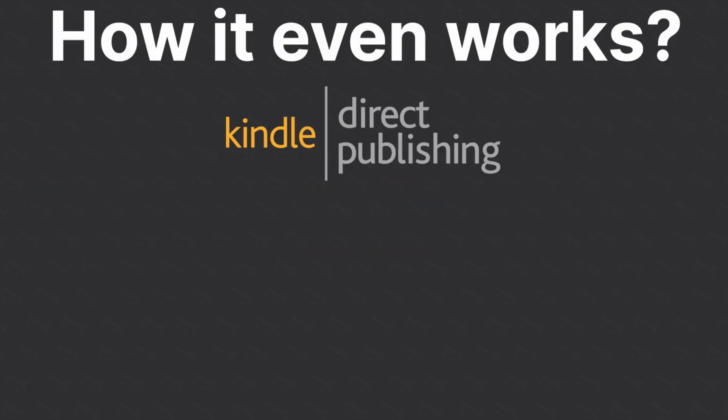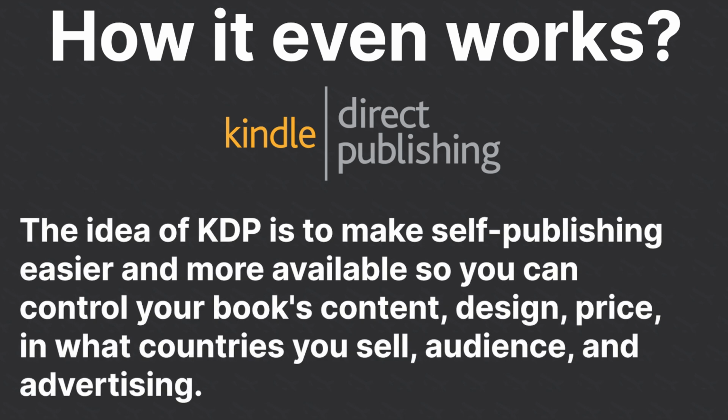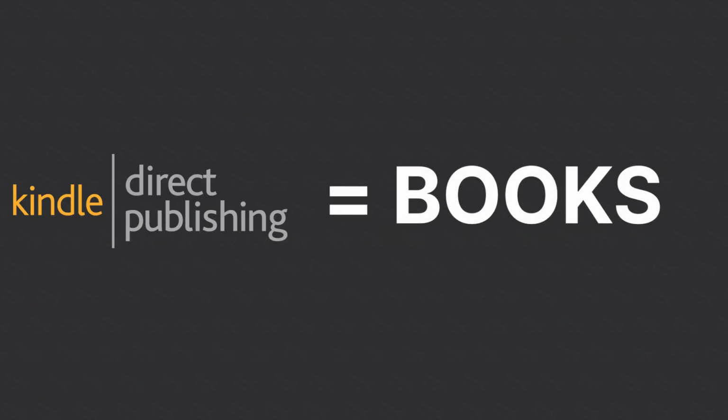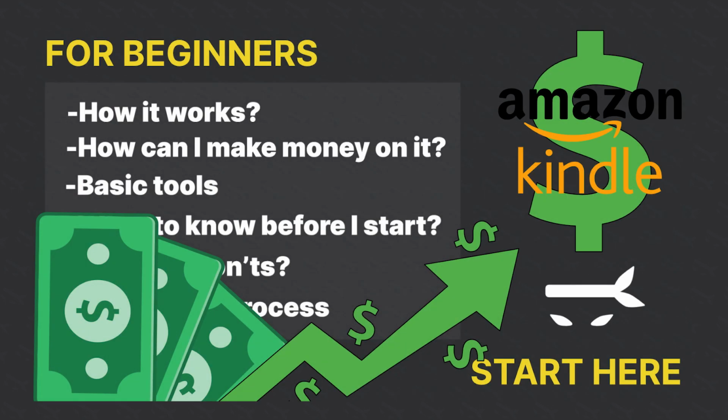Starting with Amazon KDP, which stands for Kindle Direct Publishing. The idea of KDP is to make self-publishing easier and more available, so you can control your book's content, design, price, in what countries you sell, audience and advertising. So KDP is basically books. If you want to dive deeper, I have a whole video about KDP. A link to it will now appear on the card.